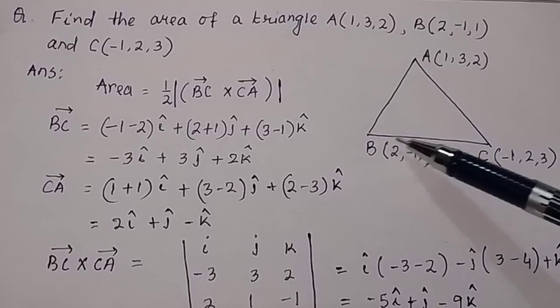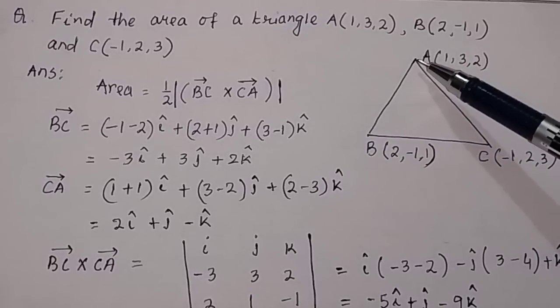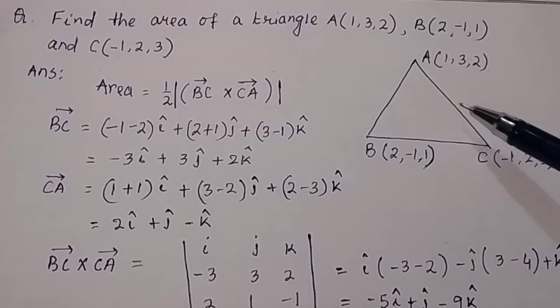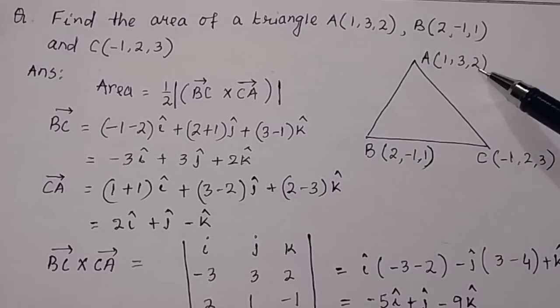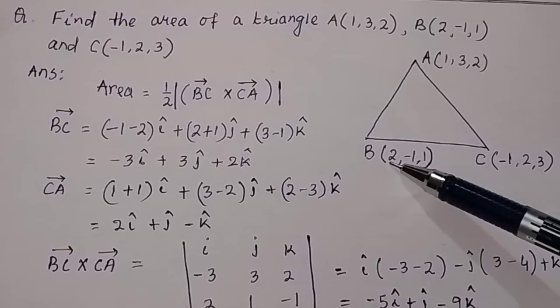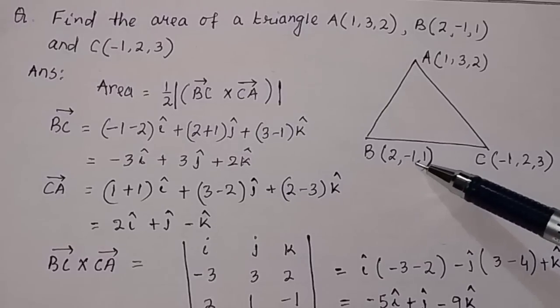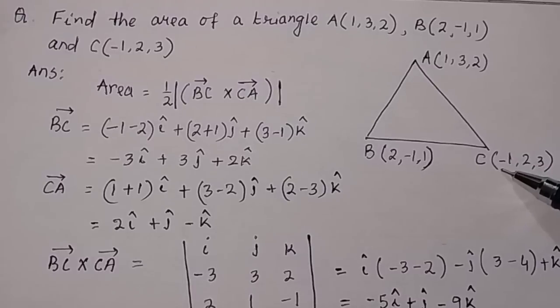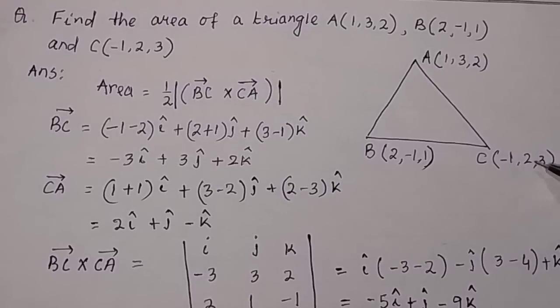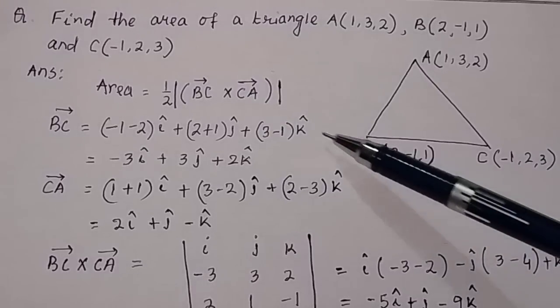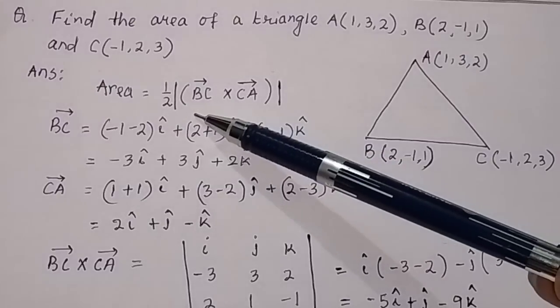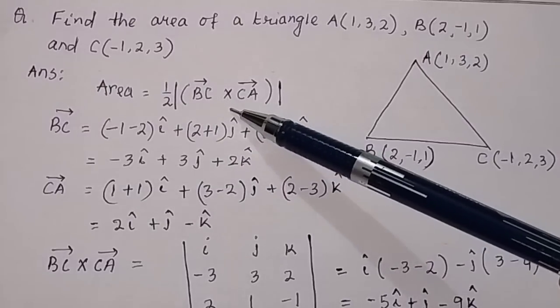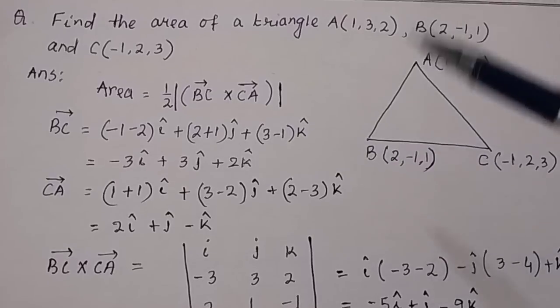Suppose this is the triangle having three vertices A, B, and C. The coordinate of A is 1, 3, 2. Coordinate of B is 2, minus 1, 1, and coordinate of C is minus 1, 2, 3. And we know the area of a triangle is equal to half into the magnitude of the cross product of two sides.